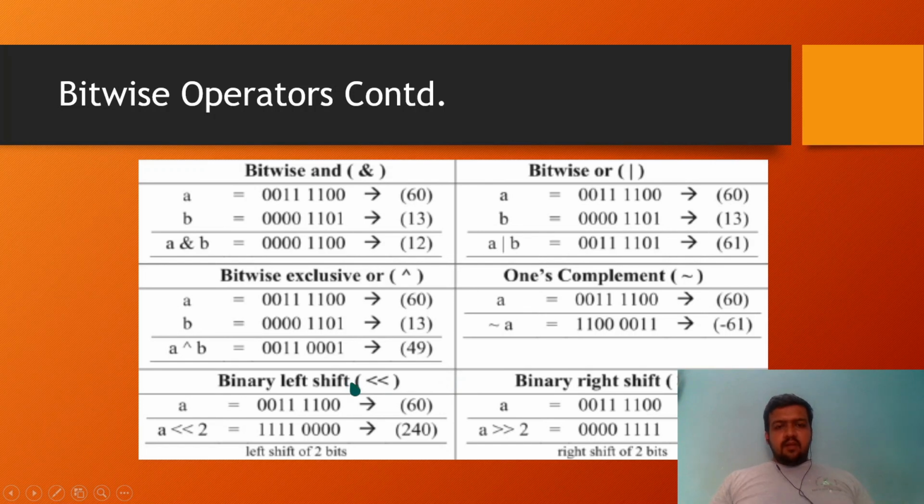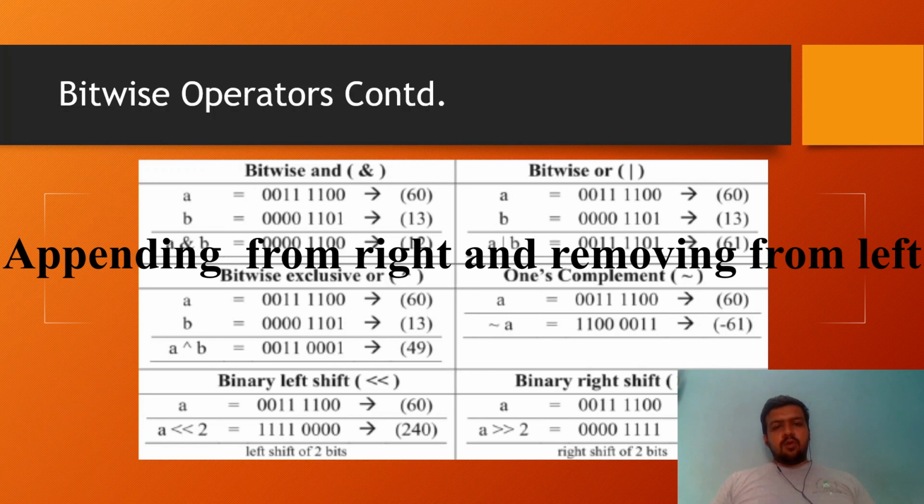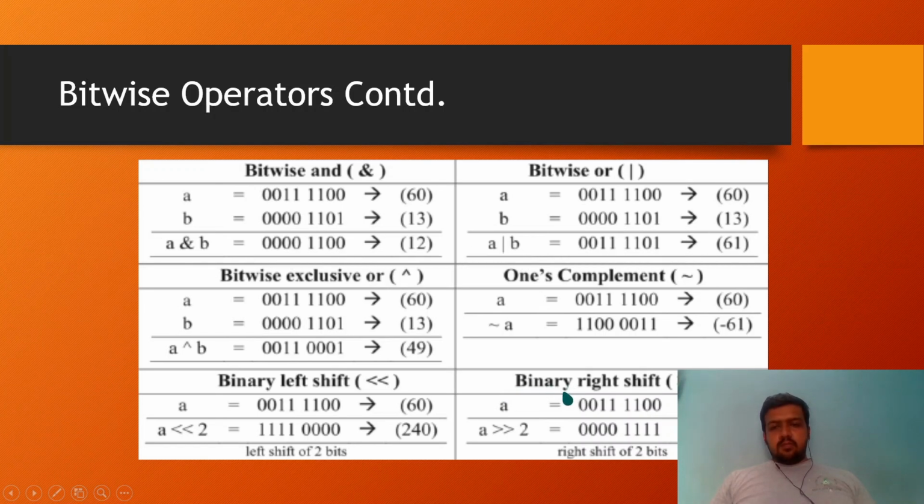Moving on to binary left shift. We are just shifting the values by 2 bits. We append 2 new bits from the right side, and we remove 2 bits from the left side. There is also a concept known as rotation or circular shift that we'll see in some later video whenever required. For now, we just append 2 zeros, or whatever number of bits you want. That's known as left shift, and the totally opposite is the right shift. We append from the left side and remove from the right side.